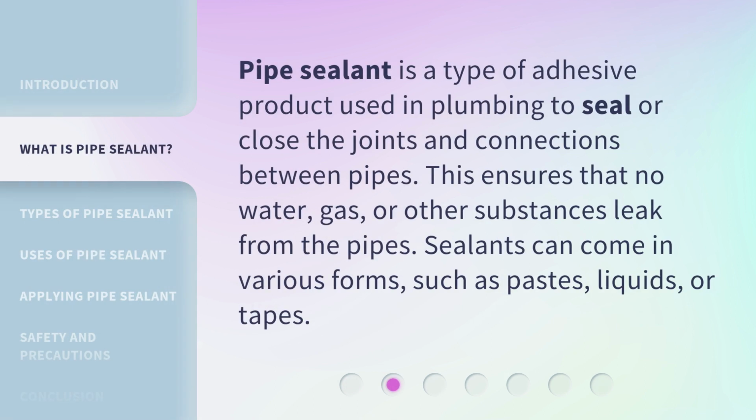Pipe sealant is a type of adhesive product used in plumbing to seal or close the joints and connections between pipes. This ensures that no water, gas, or other substances leak from the pipes. Sealants can come in various forms, such as pastes, liquids, or tapes.